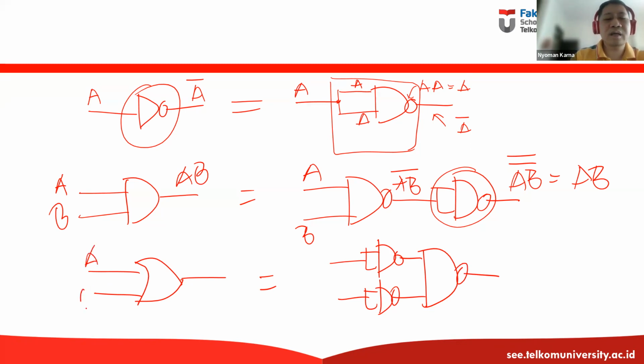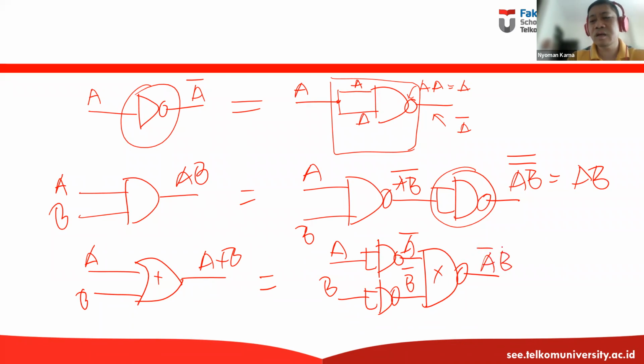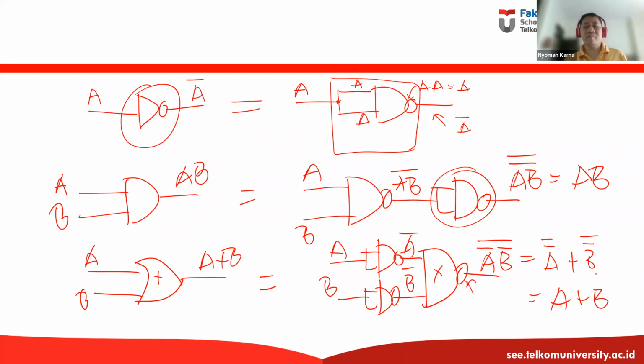Let's try again. A, B, this one is addition, so A plus B. This one A, this one B, this one is A naught, this one is B naught, and then this one is multiplication, so it becomes A naught, B naught, naught, because we have a bubble in here. A naught times B naught, naught. So by using De Morgan's law, it will become A naught, naught plus B naught, naught. So it will become A plus B. Okay, so this is how we can substitute a specific logic gate using NAND gate.